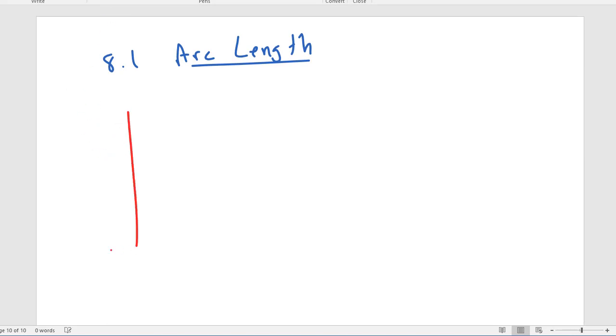So let's say we have an XY grid. We're in the Cartesian plane, and we're looking at some curve, right? So we have some function y equals f of x, whatever that function might be, y equals x squared, y equals sine x. In general, y equals f of x, and we want to find the length of that curve.